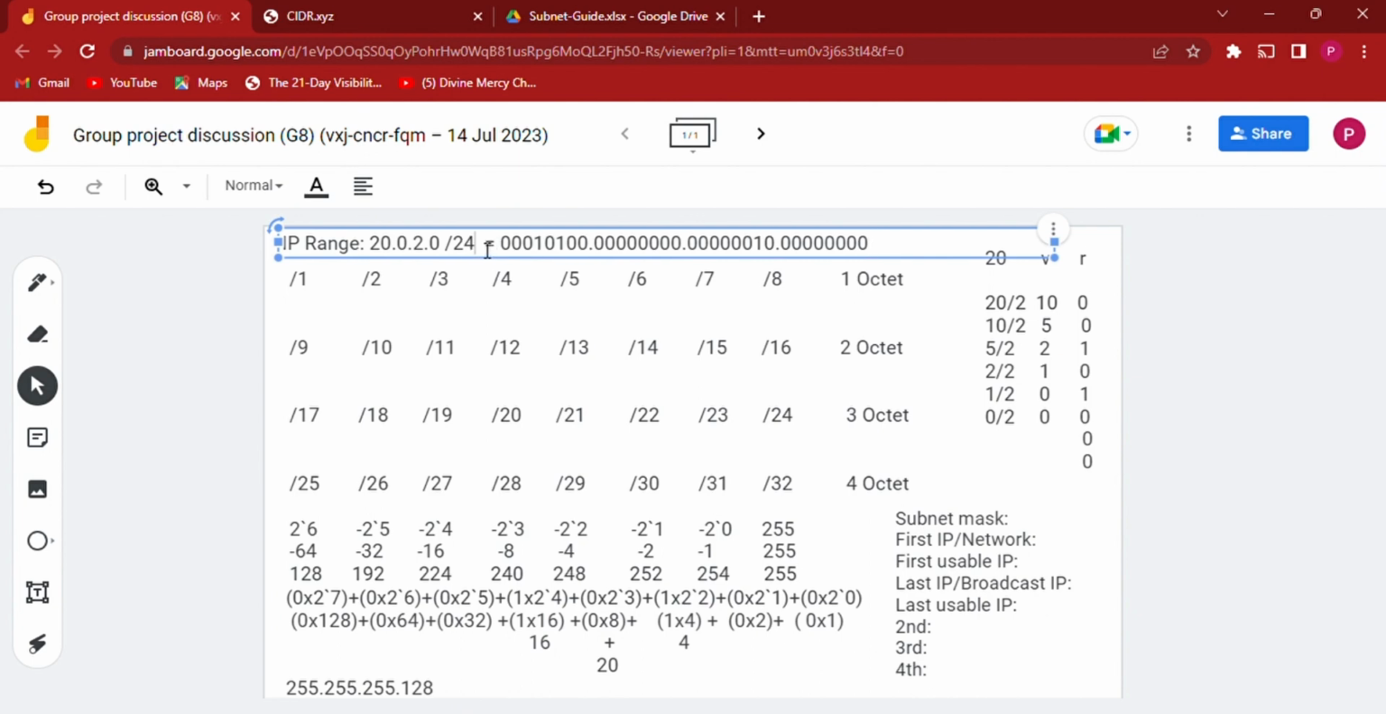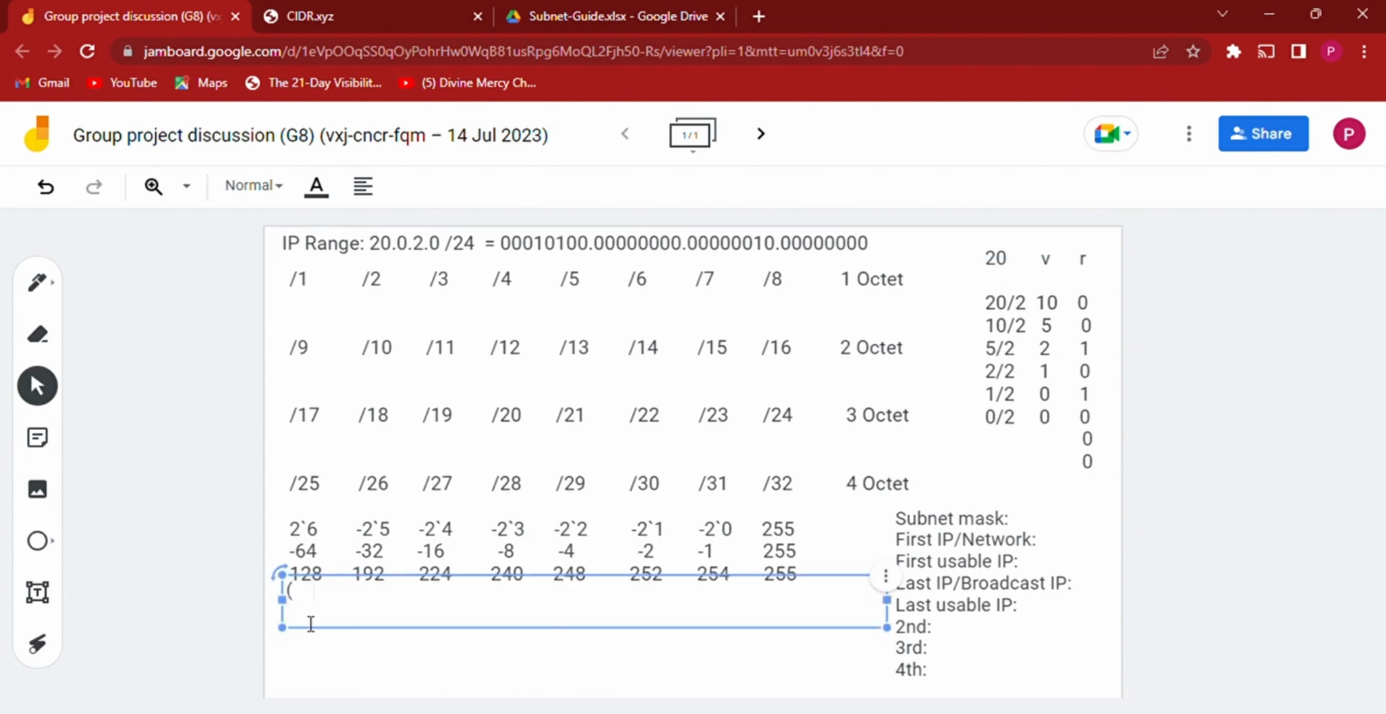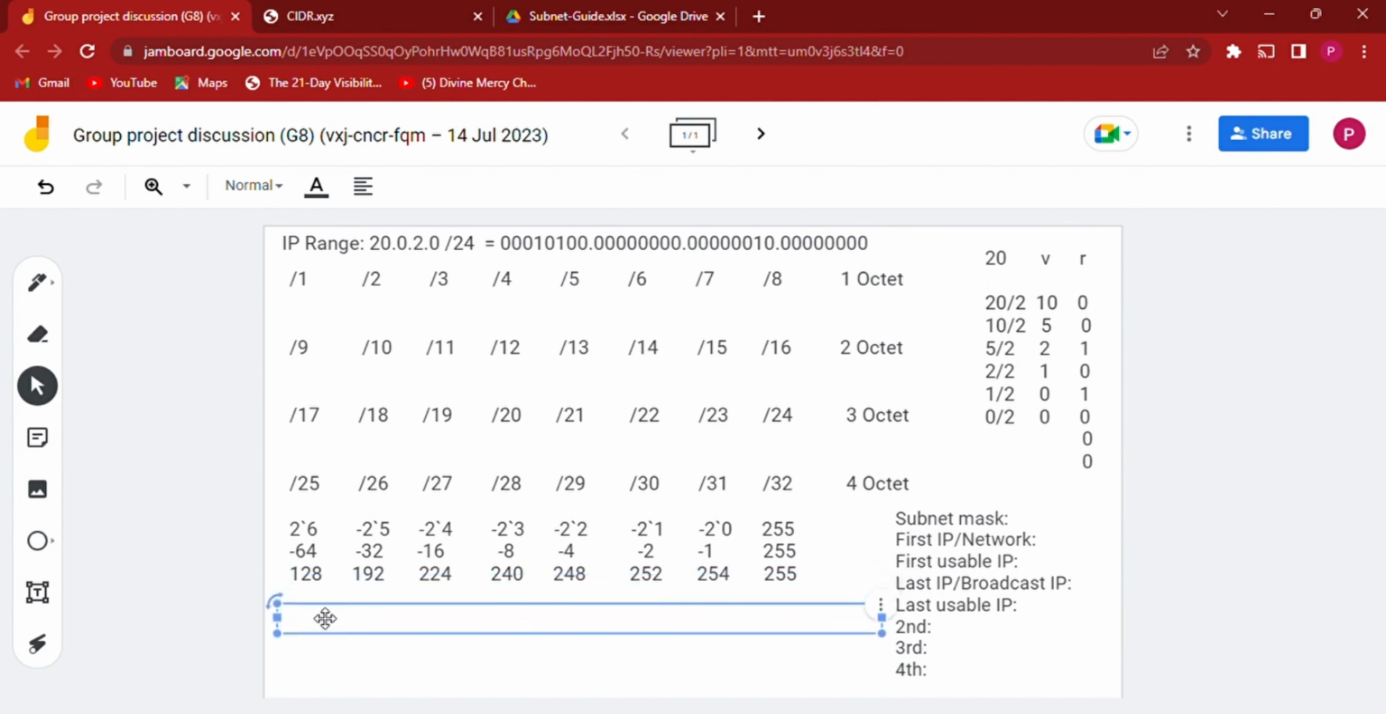So let's change it back to /24, what we are using. Say it with me, the subnet mask, SM for short, for /24 is going to be 255.255.255.0, because we've not even entered the fourth octet. So that is our subnet mask.